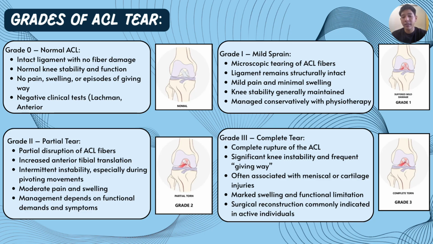Clinical management of an ACL injury is heavily dictated by its severity, which we classify into 4 grades. Grade 0 represents a healthy, intact ligament. Grade 1 involves microscopic tearing where stability is maintained and conservative physiotherapy is often sufficient. However, as we move to Grade 2, we see partial disruption of the fibers, leading to increased tibial translation and intermittent instability during pivoting. Finally, Grade 3 is a complete rupture. This grade presents with significant knee instability, frequent giving away, and often concurrent meniscal damage. For active individuals in this category, surgical reconstruction is a standard clinical pathway to restore function.